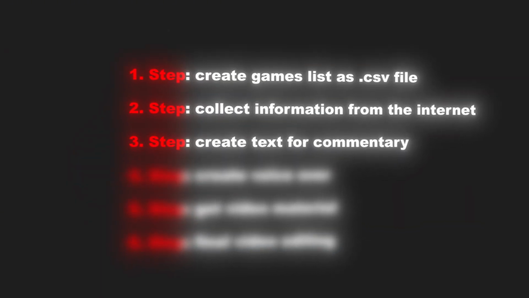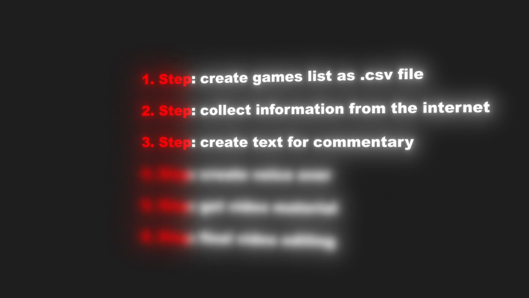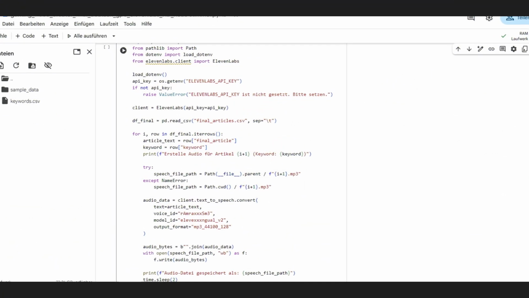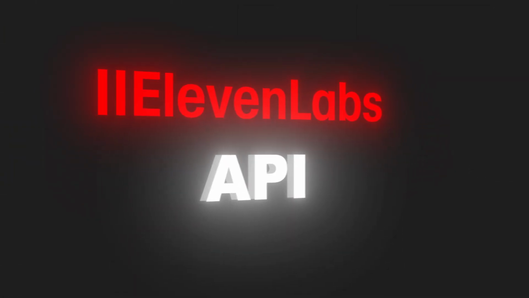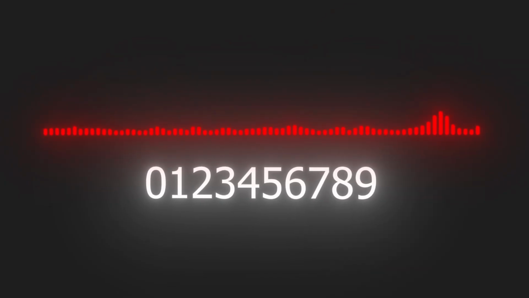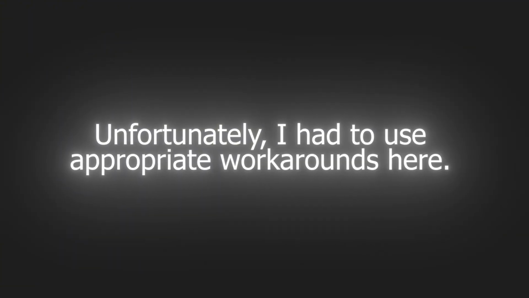In this step, the texts for the commentary are transferred to the API that creates the voiceover. I currently use ElevenLabs for this. ElevenLabs isn't bad, but it does have various problems, at least in the API. For example, you almost always get audio files that don't have a consistent volume. In addition, numerical values, such as years, are often pronounced incorrectly, at least in German. Unfortunately, I had to use appropriate workarounds here. For example, I had to write the numbers out in letters. Of course, you can also record your own voice and upload the MP3 files if you don't like AI voices.